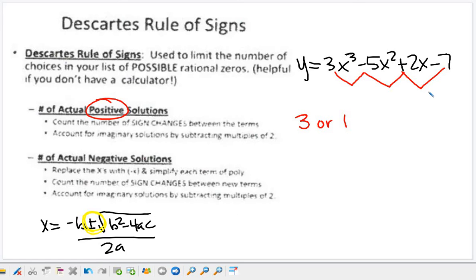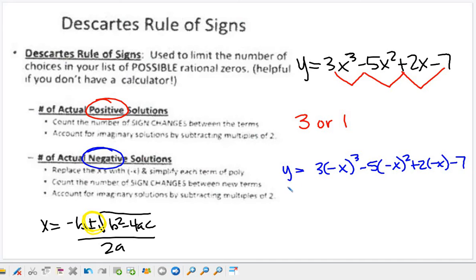However many sign changes you have, you subtract 2 till you get to 1 or 0. That should be fairly obvious because you're not going to have a negative number of solutions, so it's either 1 or 0. Okay, if I want to know the number of negative solutions, I have to plug in a negative x, simplify, and then count those sign changes. So y is equal to 3 times negative x cubed minus 5 times negative x squared plus 2 times negative x minus 7.